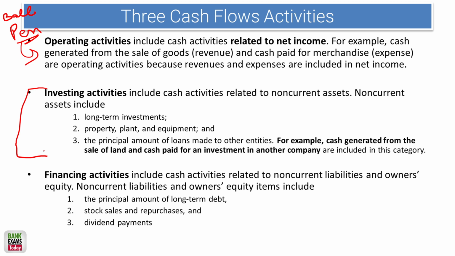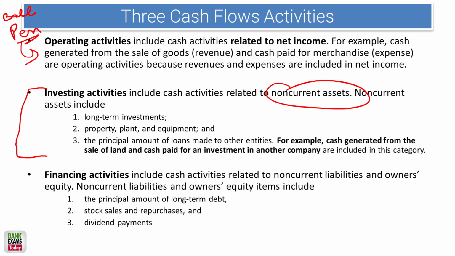Or let's say you invested that money in land, you bought equipment, anything non-current. Include cash activities related to non-current assets, which are not used in day-to-day operations. You bought plant, you bought machinery, that is investing activity. So the cash generated and cash spent on sale of land, all these are included in this.